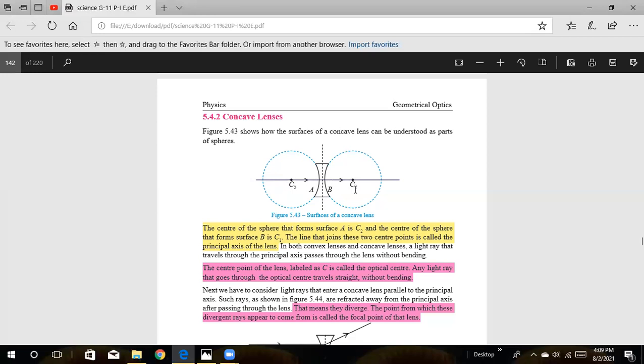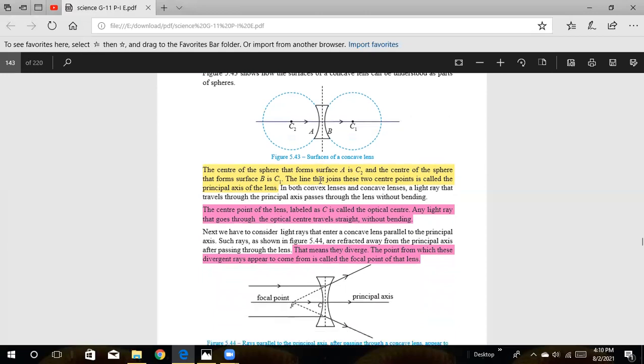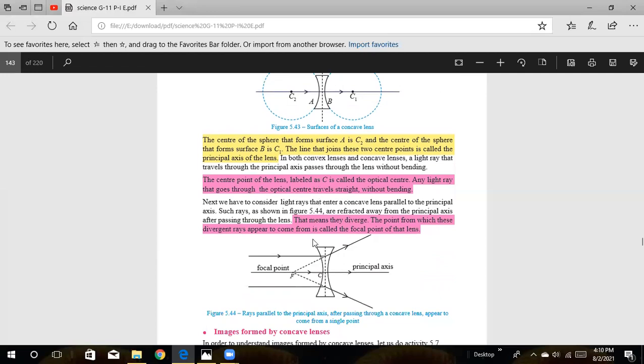What happened? The light rays go through the concave lens. Here is the concave lens. You know what the principal axis is. It goes through the point C, the optical center. Right. Principal axis.